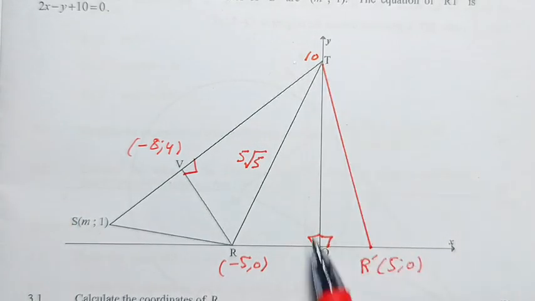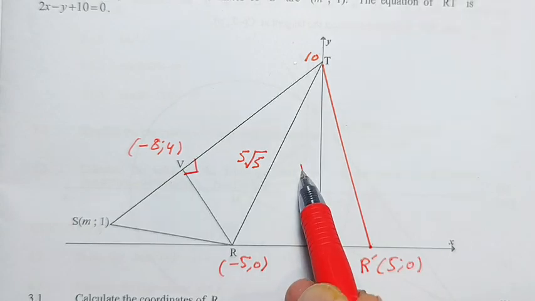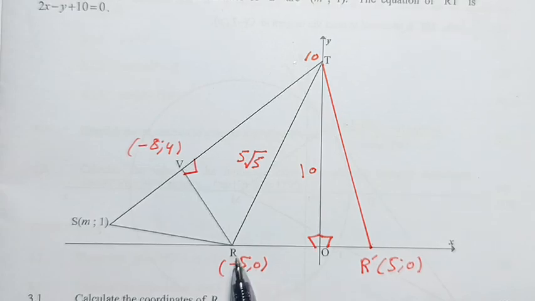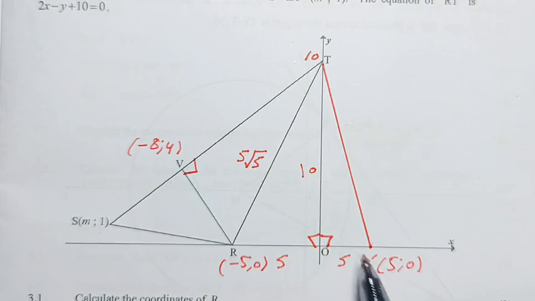Now the length of OT is going to be 10 units because y top minus y bottom. And if I want to find the length of this RO, it is going to be 5 units. Why? Because x right minus x left, so 0, negative negative becomes positive 5, so it's going to be 5 units. And this is also x right minus x left, 5 minus 0, also going to be 5 units. So you can see these two triangles are congruent.